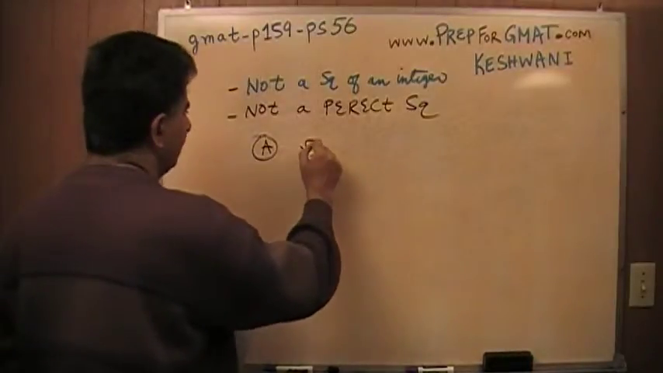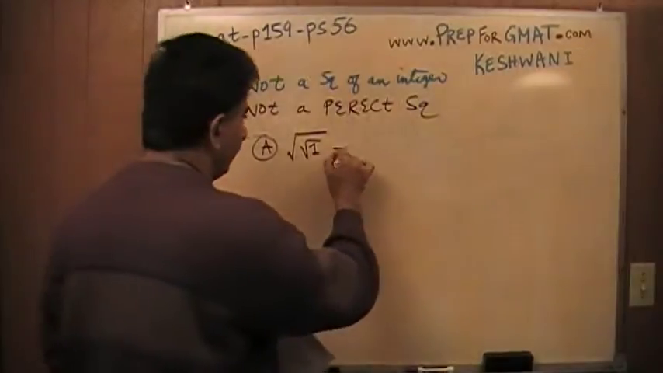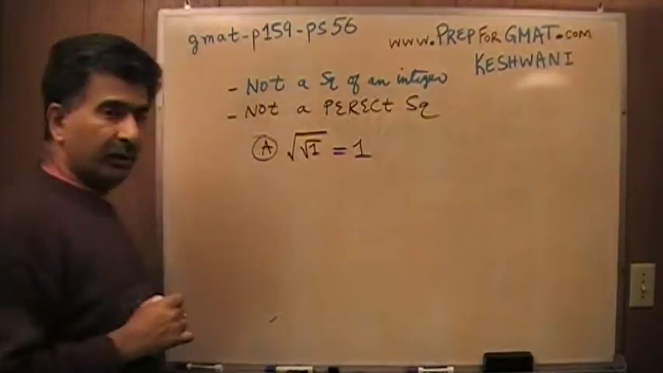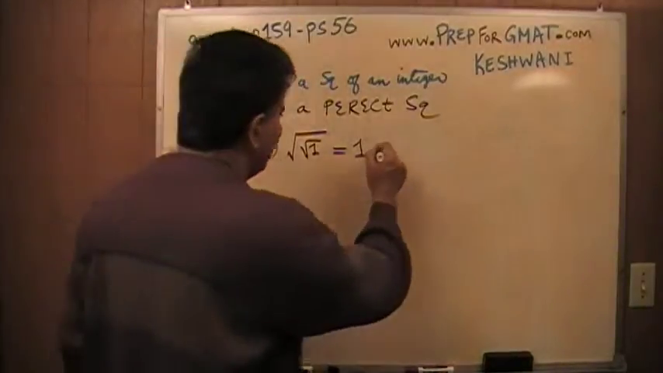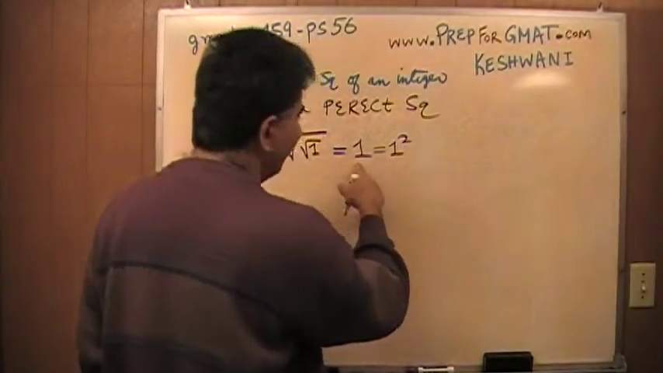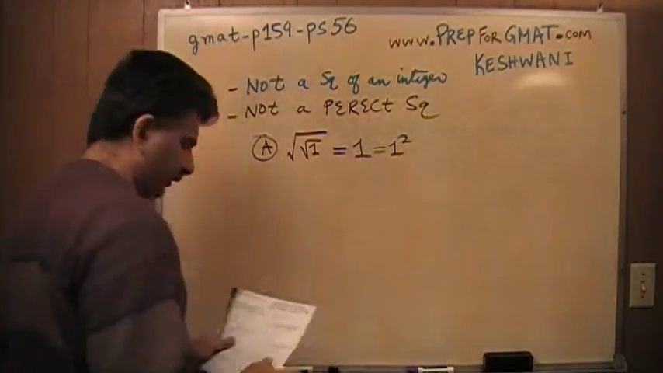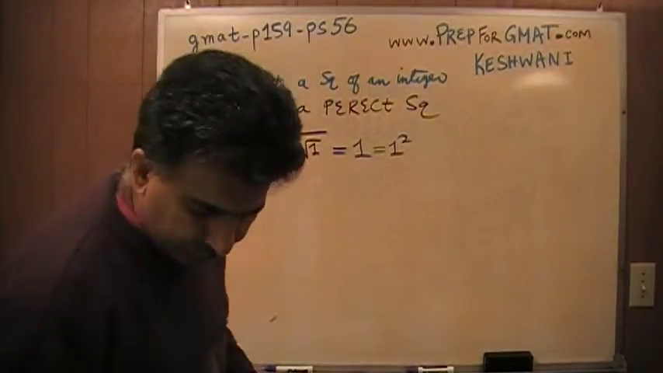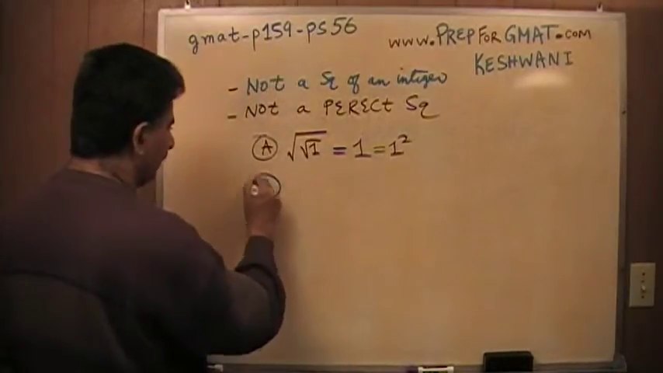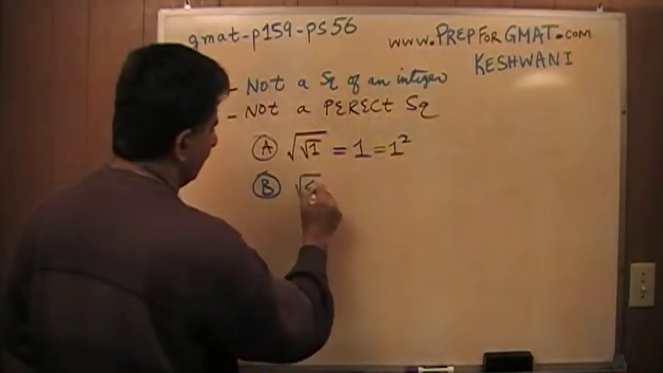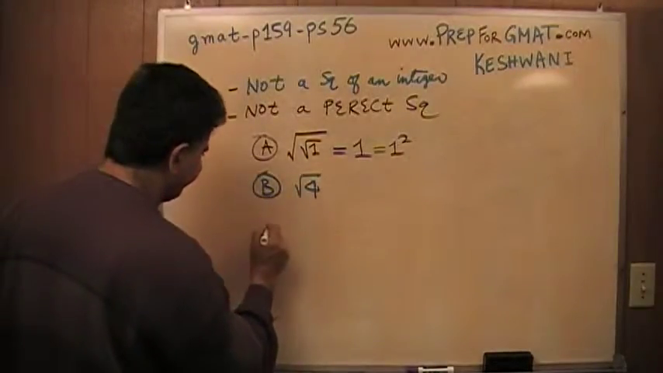A is the square root of 1, which is 1, and if you take a square root again, it will remain 1. Is 1 a perfect square? In other words, is 1 a square of an integer? Of course it is. 1 could be written as 1 squared. 1 is a square of an integer, the integer being itself. Let's look at B. B says square root of 4. I'm going to leave this alone for a second. Let's move on to C.